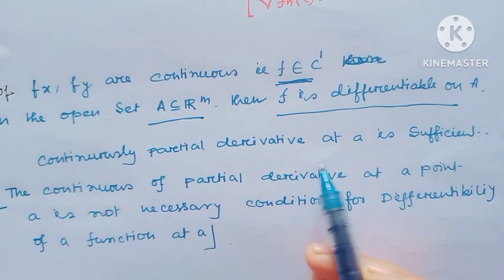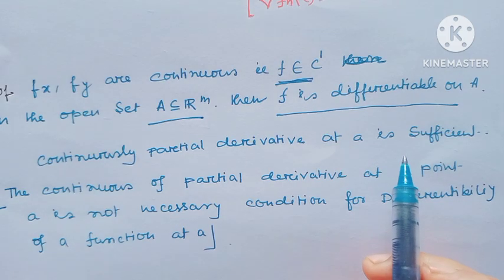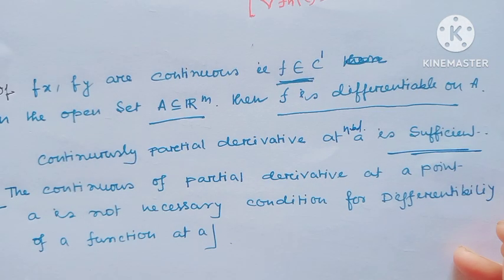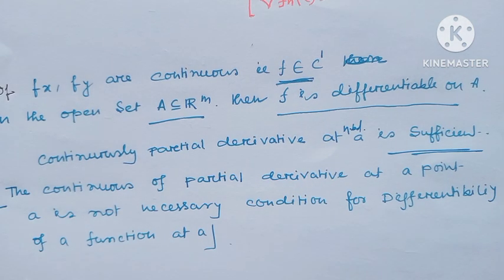But this continuous partial derivative at a point A or at a neighborhood of A is a sufficient condition, not a necessary condition. Continuous partial derivative at a point A is not a necessary condition for differentiability of a function at a point A. If the function has partial derivatives and if the partial derivatives are continuous in a neighborhood of a point, then we can say the function is differentiable at this point. But there are more functions where the function is differentiable but the partial derivatives are not continuous.